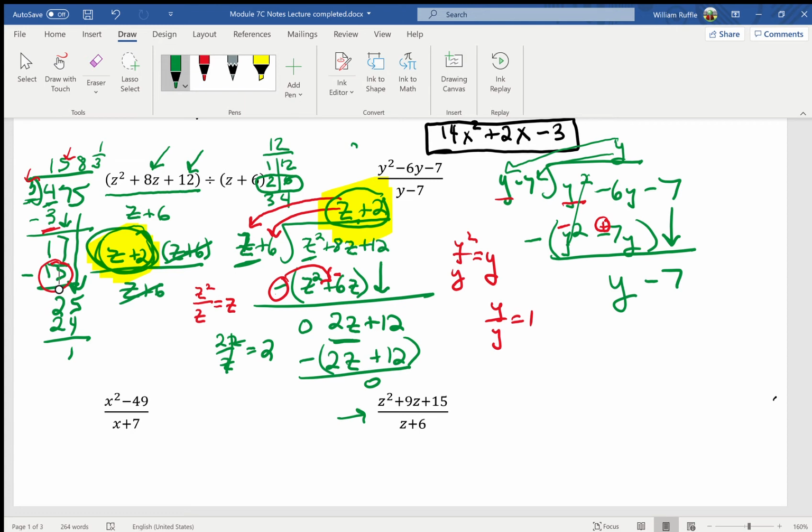So I put plus 1 up here, I multiply, and then 1 times y minus 7 is just y minus 7. And if I subtract both of them, y minus y is 0. Now remember, we have to distribute the negative, so this is really a positive. Negative 7 plus 7 is 0. So my answer is y plus 1. Again, this one factors.